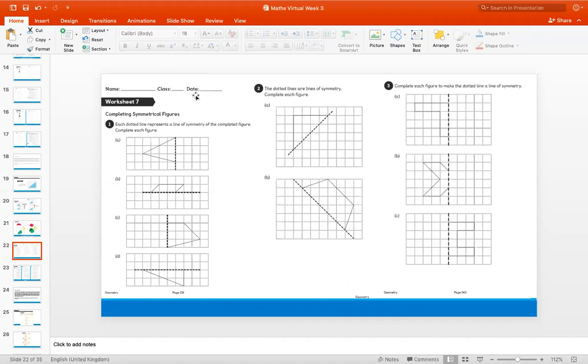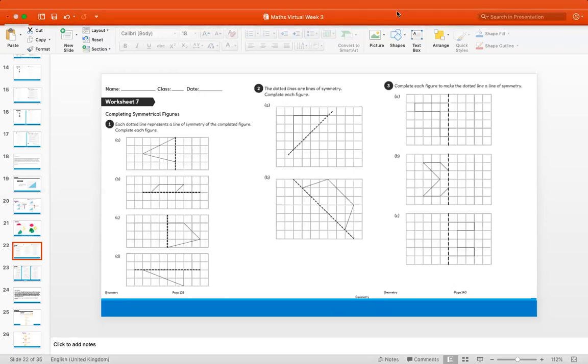Please remember to write today's date at the top of your worksheet. Complete the work, and once you've finished, you can then mark your work. What I want you to do now is start your work. Pause the video. Once you've finished, you can play the video and I will have the answers up and ready for you to mark your work. Good luck.